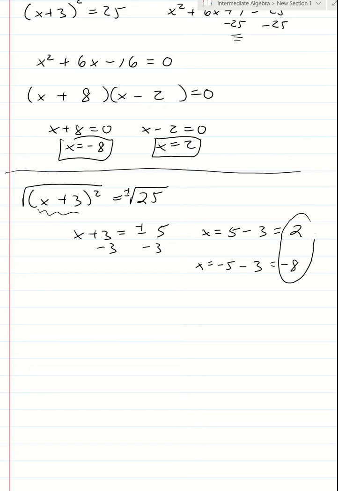And you notice here that we get the same two solutions that we did when we used factoring as our technique. So even though we use a different method, we will not get different solutions. We should always get the same solutions regardless of whether we use factoring or, of course, this new square root method.